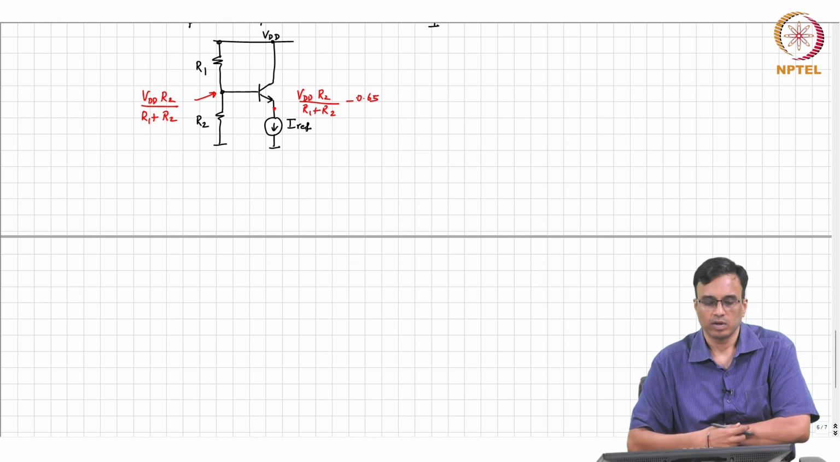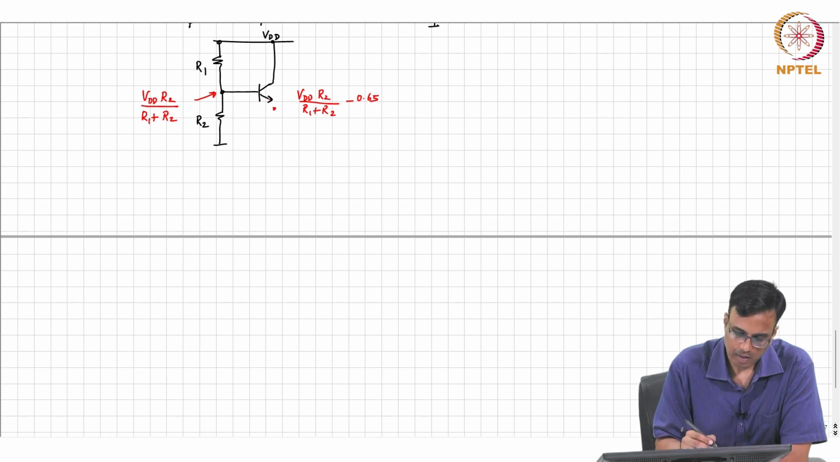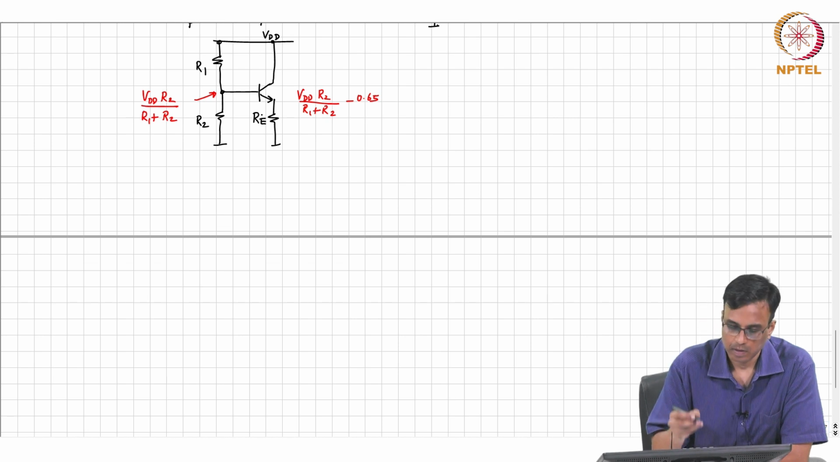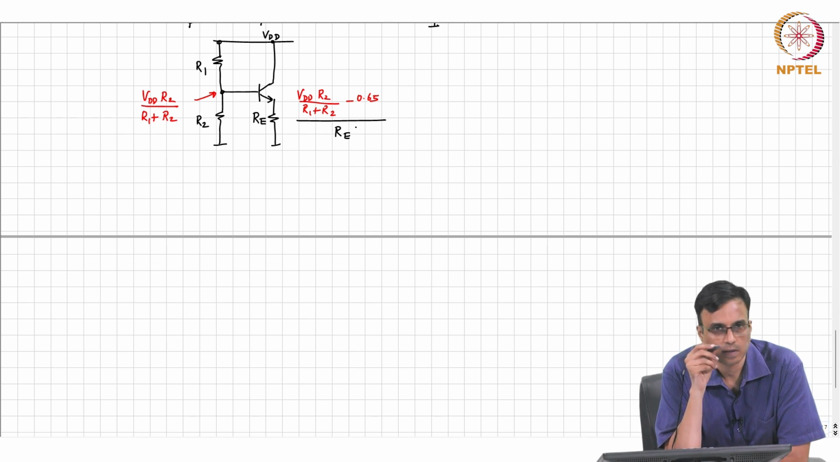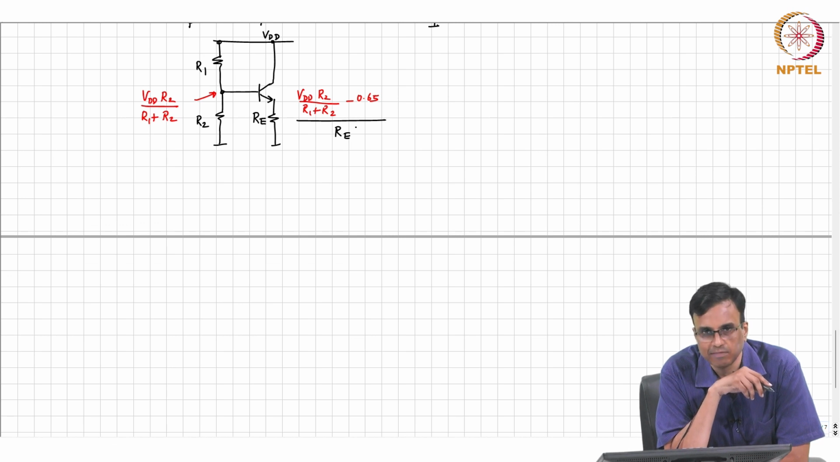All right. Now, if you can't afford a current source, what will you do? Put a resistor there. Okay. So, let us call this RE. So, what is the collector current? So, this divided by RE is the collector current. Okay. And again, ideally RE must be infinity, you can't make RE infinity. So, it has to be large.